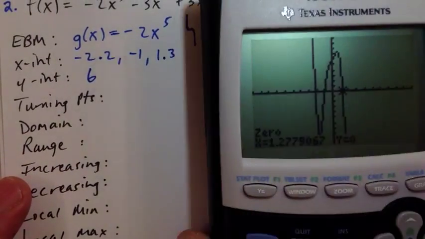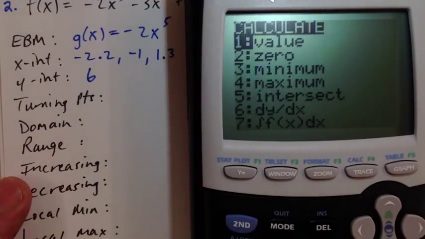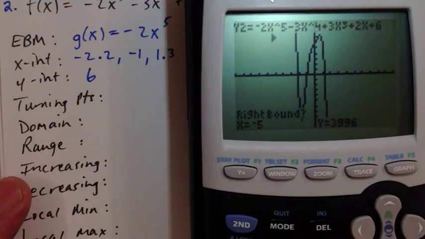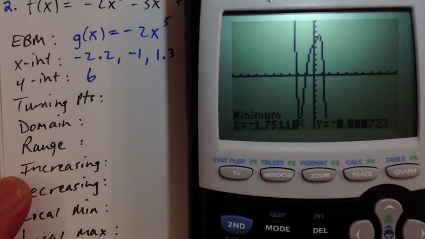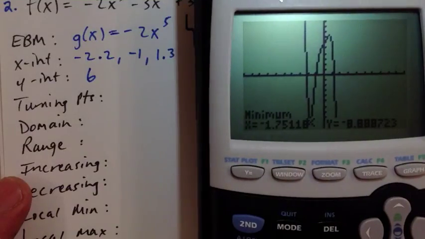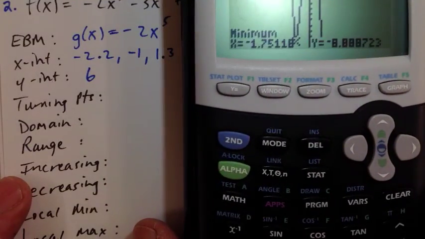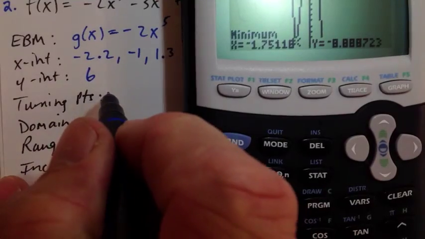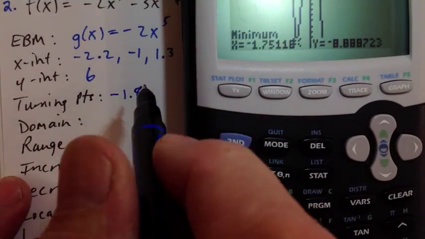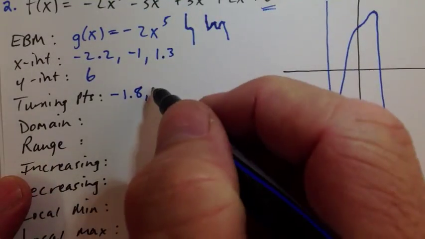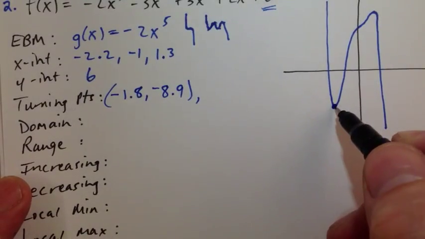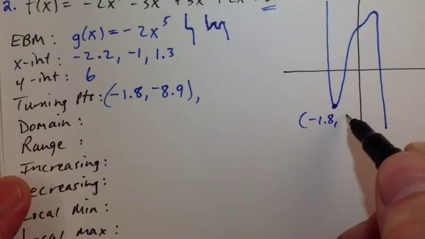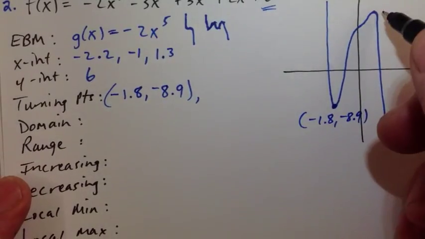Turning points then, let's take a look. Second, calculate minimum, 3, so we have negative 5, comma 0, comma, a guess of negative 2, let's say, somewhere around there. Negative 1.8, okay, so a turning point at negative 1.8, comma, negative 8.9. That's one turning point, and that's a min, so you're going to label your graph negative 1.8, comma, negative 8.9, and that's a local min.